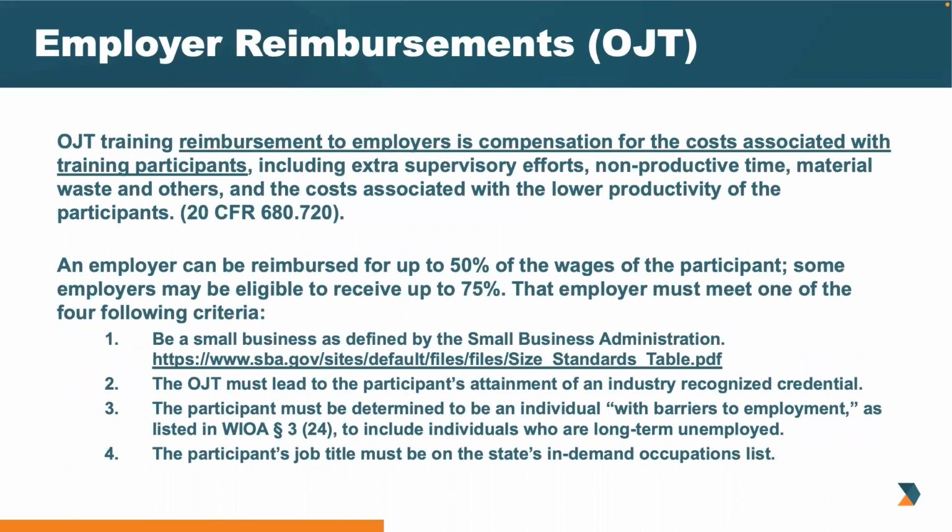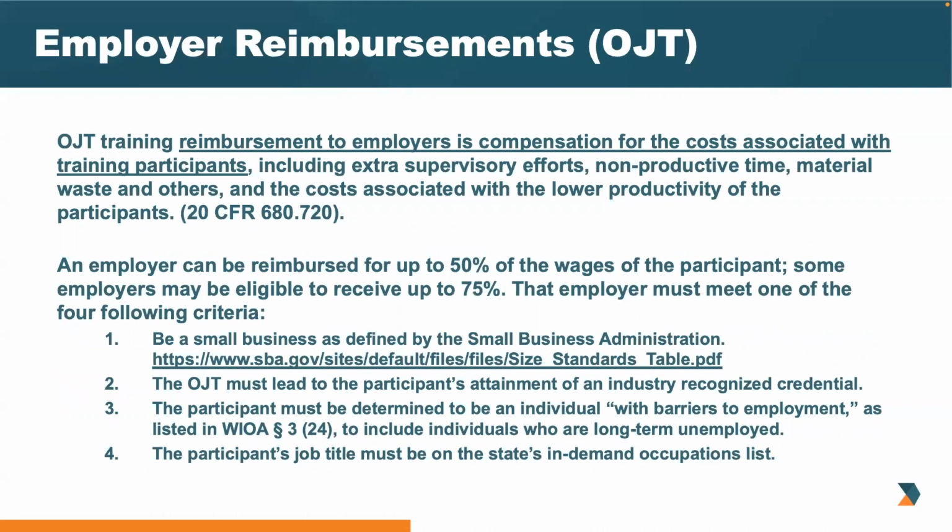OJT training reimbursement to employers is compensation for the costs associated with training participants. This includes extra supervisory efforts, non-productive time, material waste, and the costs associated with the lower productivity of the participants. During the training period, an employer can be reimbursed for up to 50% of the wages of the participant. However, some employers may be eligible to receive a wage reimbursement rate of up to 75%.